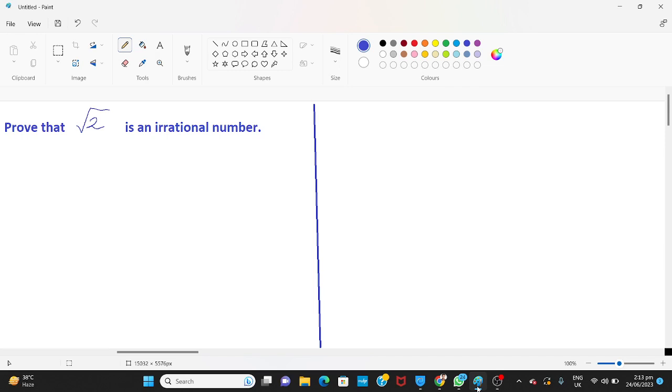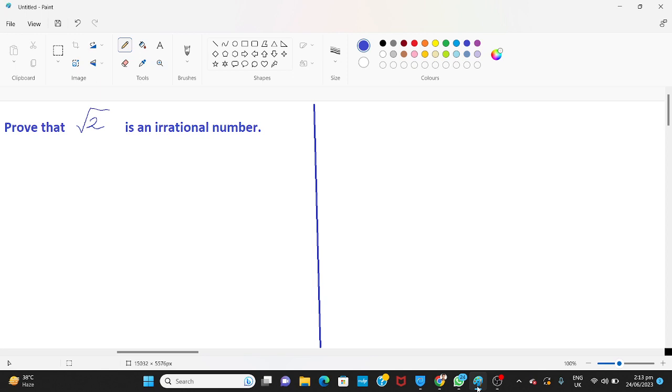In today's lesson, we will prove that root 2 is an irrational number. We will follow the method of contradiction here. The method of contradiction says that if we want to prove something, we will suppose its reverse. For example, here we need to prove that root 2 is an irrational number, but in the contradiction method we will suppose that root 2 is a rational number.